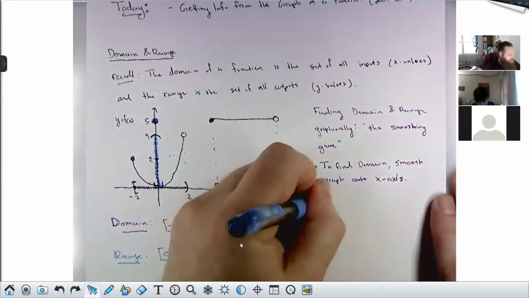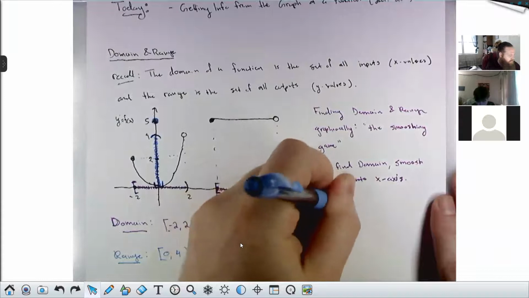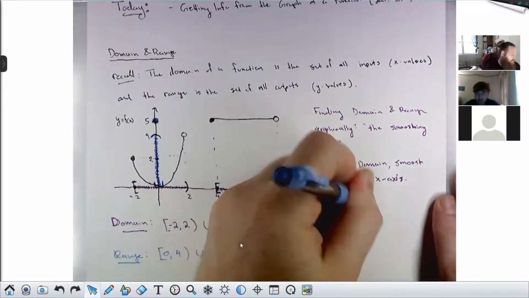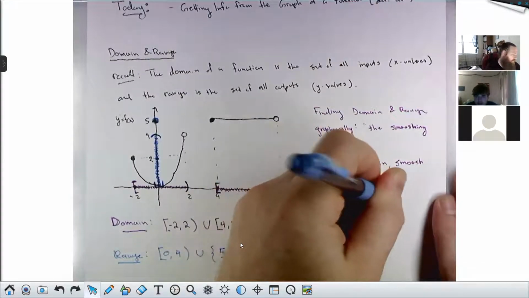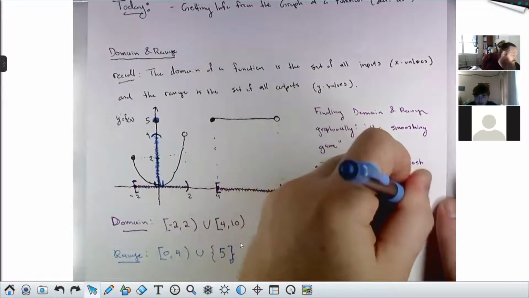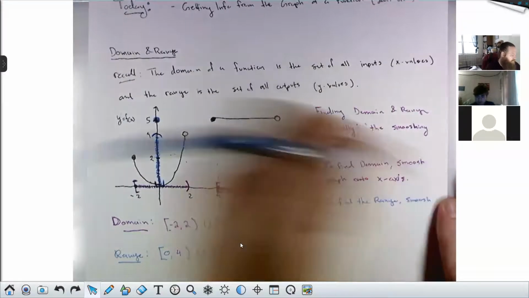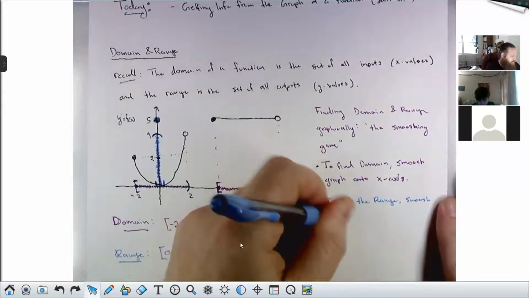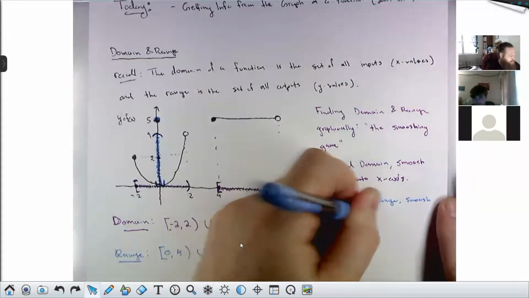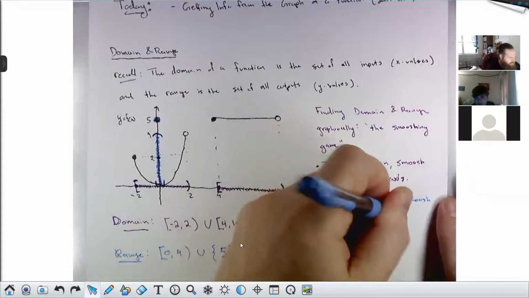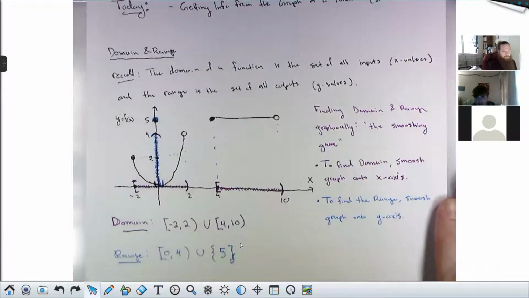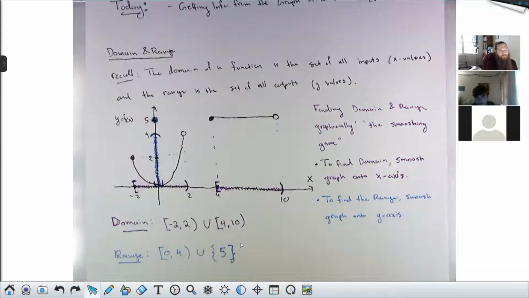In other words, to find the range, you smoosh the graph onto the y-axis. So I think this is kind of neat that you can have a whole portion of the graph here that corresponds to an interval in the domain correspond to just a single number in the range.